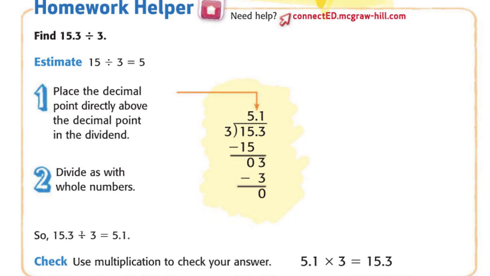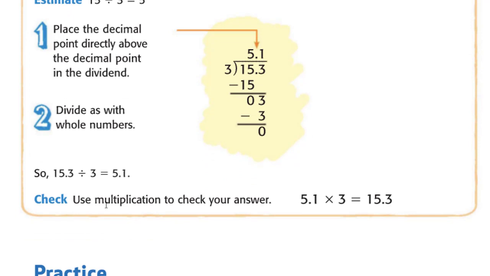So it says divide as with whole numbers. So 15 and 3 tenths divided by 3 equals 5 and 1 tenth. And I know it's a little confusing when that period's right there, but we know this is 5 and 1 tenth. It says check. Use multiplication to check your answer. 5 and 1 tenth, which is their quotient up here, times the divisor 3 equals the dividend 15 and 3 tenths.